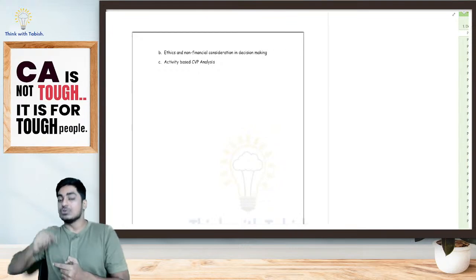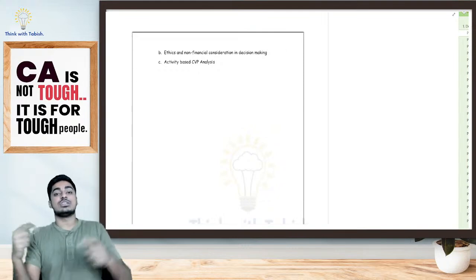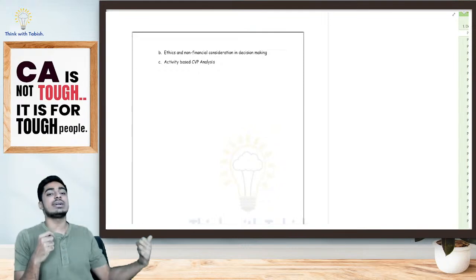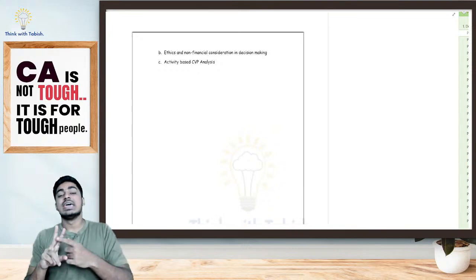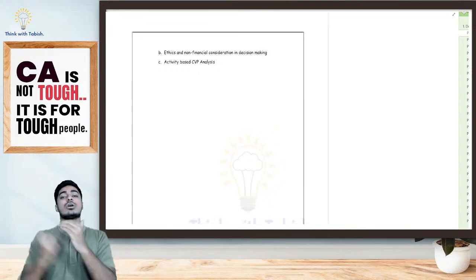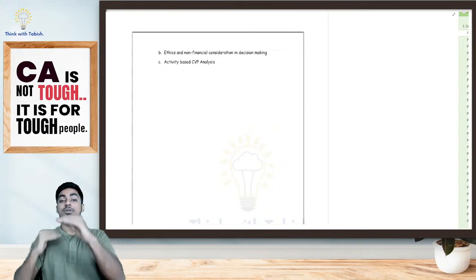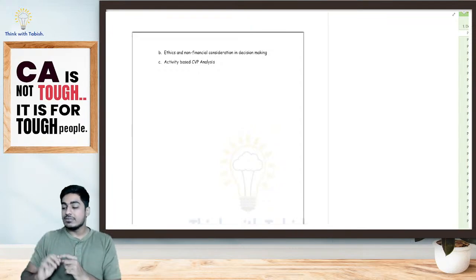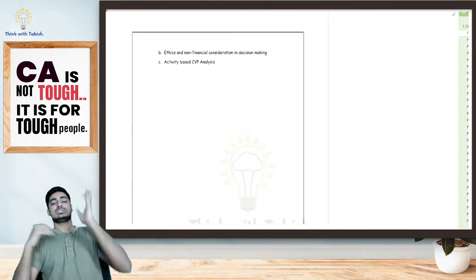Firstly, it should be a future cost. It should be incurred in the future. It should not be incurred in the past. If it is already incurred, it is obviously not a relevant cost. And second, it should be a differential cost. That is, the cost should be different for different alternatives. I select alternative A, the cost is different. Alternative B, the cost is different.